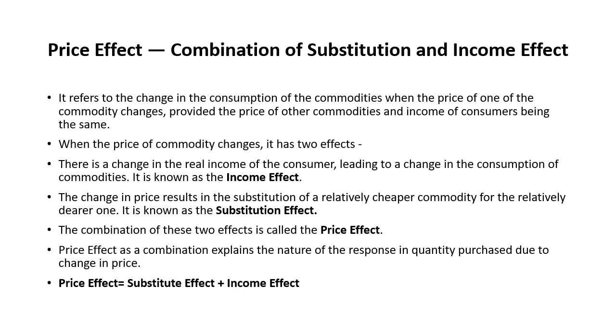It says price effect, which is the combination of substitution and income effect. Now let's see the definition. It refers to the change in the consumption of the commodities when the price of one commodity changes, provided the price of other commodities and income of the consumers being the same. That is the price effect. Now when the price of the commodity changes, it has got two effects. The first one is income effect and the second one is known as substitution effect.